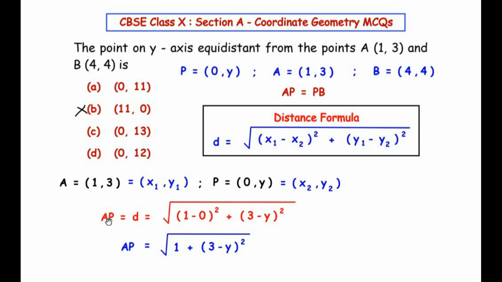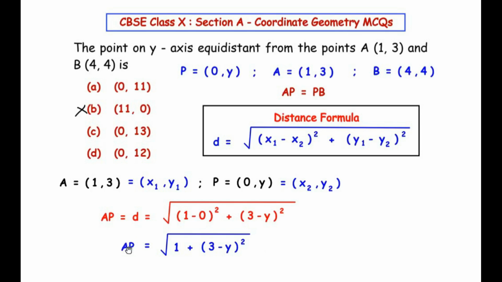So we get the distance AP equal to the square root of (1 minus 0) the whole square plus (3 minus y) the whole square. This simplifies as AP equals the square root of 1 minus 0, which gives us 1 itself. So 1 squared is 1, plus (3 minus y) the whole square.